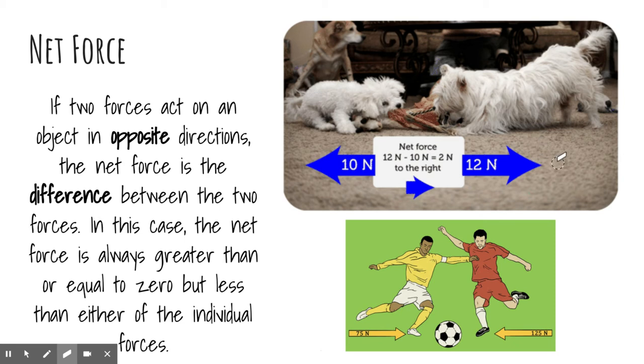So if we take a look at these 2 dogs, we have a larger dog and we have a teenier dog, and then an even bigger dog in the background, but he's not playing, so he doesn't really count. The larger white dog can pull with 12 newtons of force on the tug toy, and the smaller dog, pretty formidable, can pull with 10 newtons of force to the left on the tug toy. But just because of sheer size, the larger one is going to win because we would do 12 minus 10, and our final answer is going to be 2 newtons of force to the right.